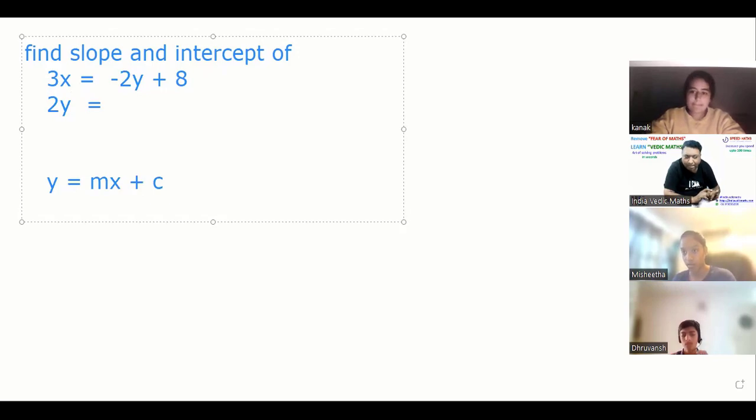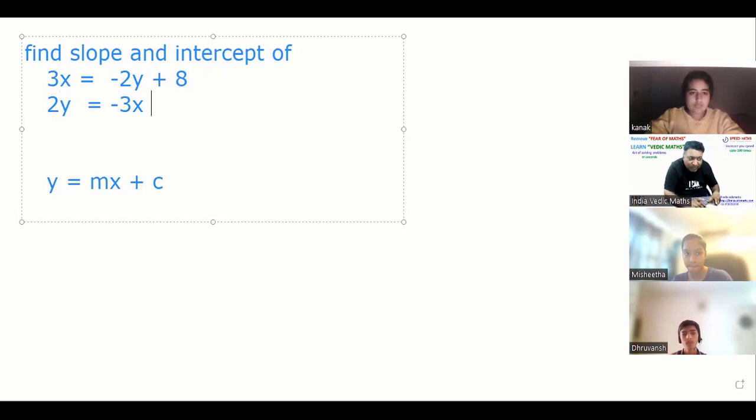Correct or not? Yes. And we don't want 3x here, so 3x goes to the right side. This is my way of doing algebra, left and right. When you move from one side to the other, negative becomes positive, positive becomes negative, multiply becomes divide, divide becomes multiply. That's the only rule. So y is okay, x is okay, right?